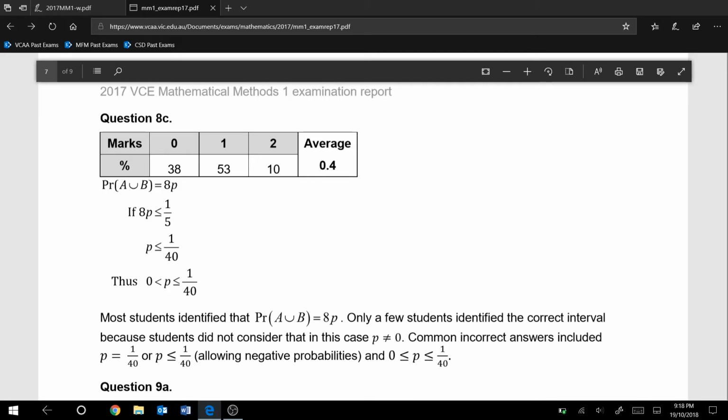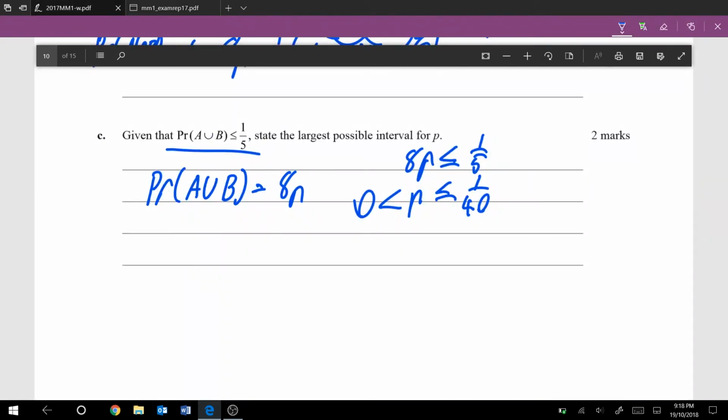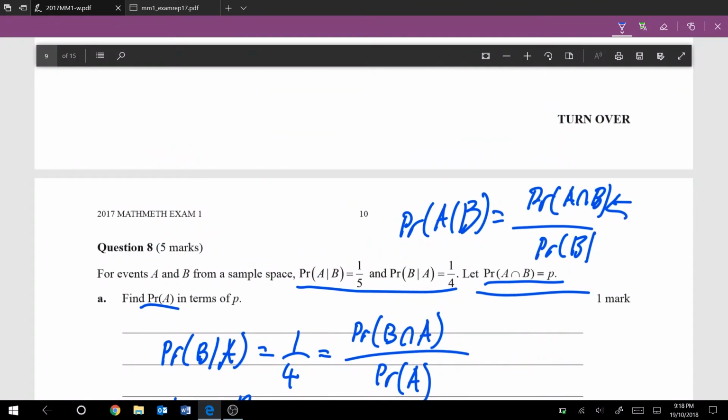Because students did not consider that case p equals 0, common incorrect answers included, right? People just letting it equal 1/40th, or p is less than 1/40th, so negative probabilities, again, no, and including 0. You don't include 0 in this case. Why? Because of the conditional probability. The conditional probability is not 0, so p cannot be 0.